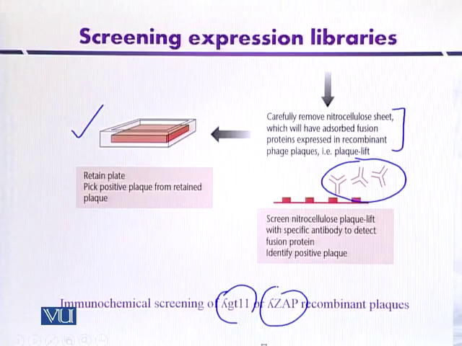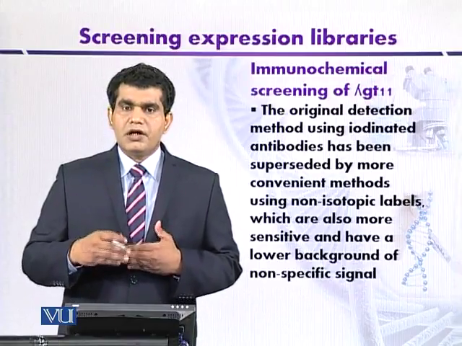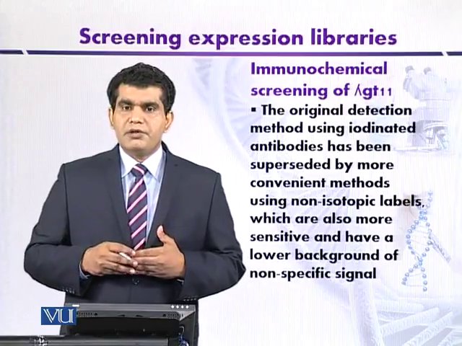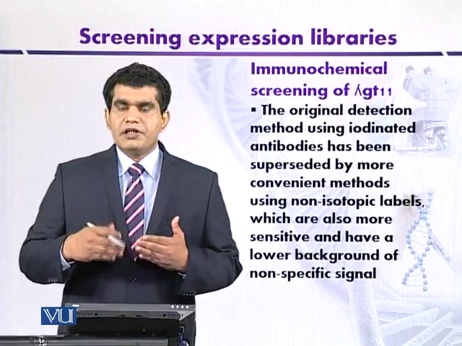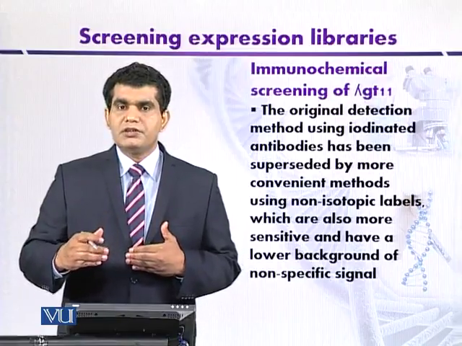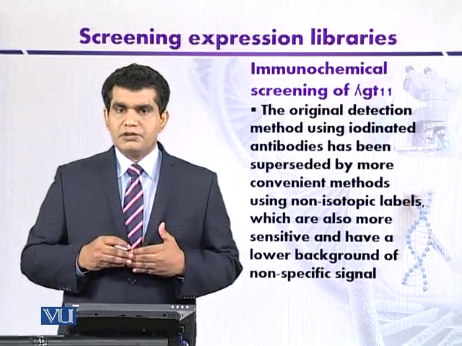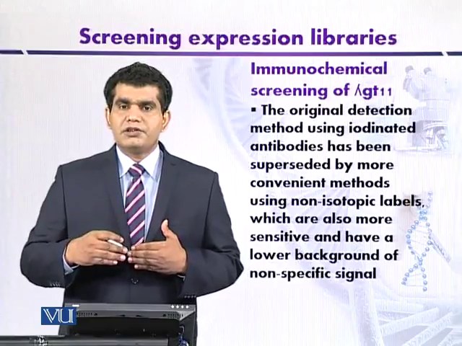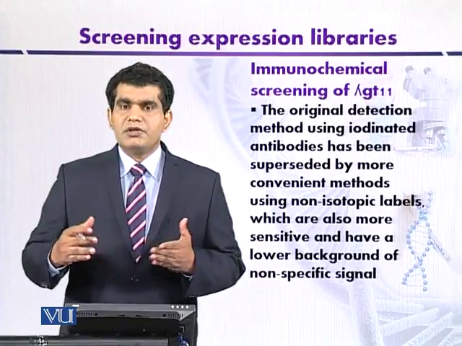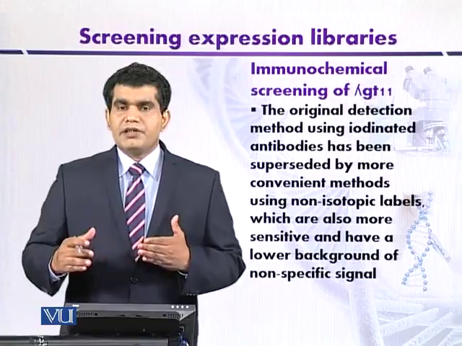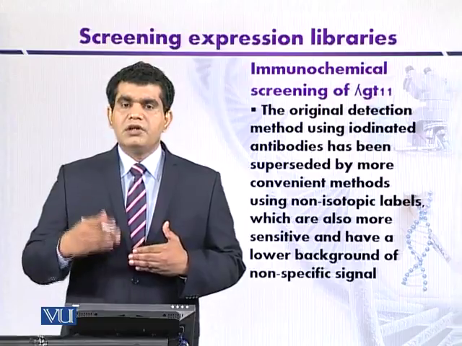Now you have the idea that in the original method radio-labeled or iodinated antibodies have been used. Now in this method, the radio-labeled antibody technique can be superseded with other methods where we can use non-radio-labeled antibodies. For example, the secondary antibodies can be coated with certain chemical agents that can be detected later on. And in some cases we can also use polyclonal antibodies for screening.